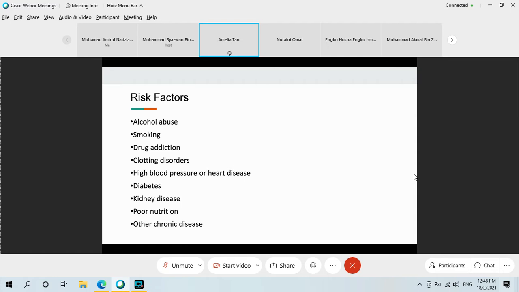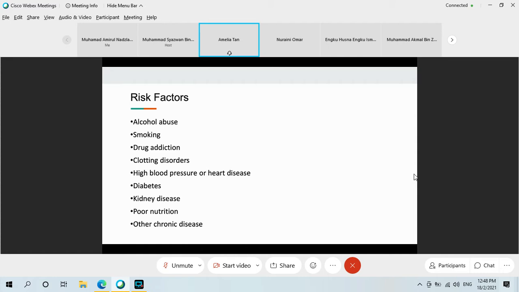And then next one is the smoking. Smoking is also proven to reduce birth weight by up to 500 grams in a smoker mother compared to a non-smoker mother. So if the patient is taking alcohol or smoking when she is pregnant, we need to advise them to stop.